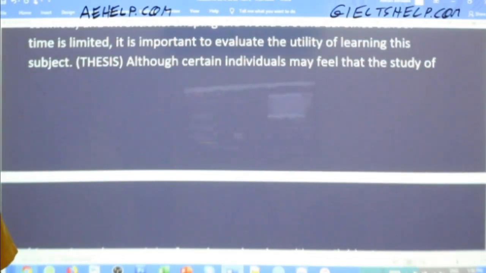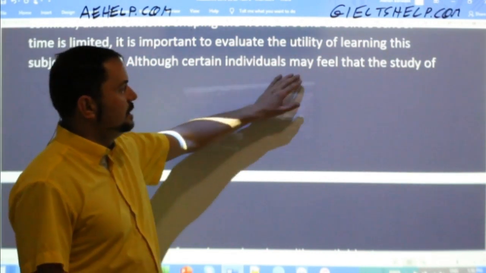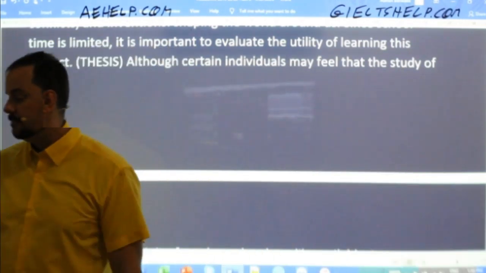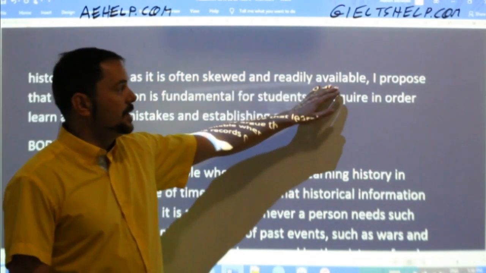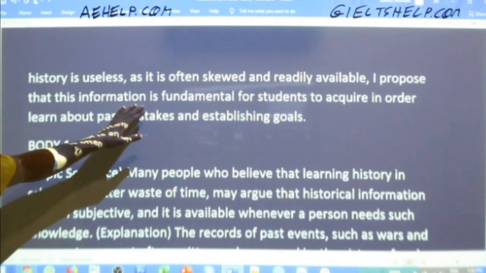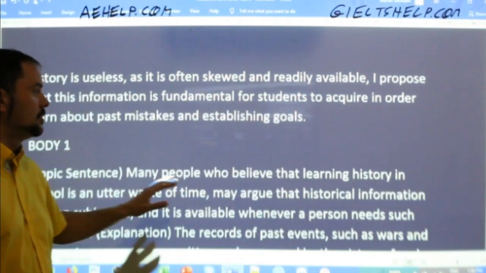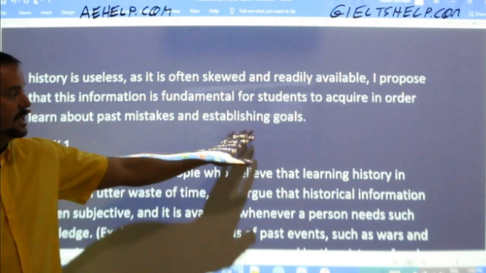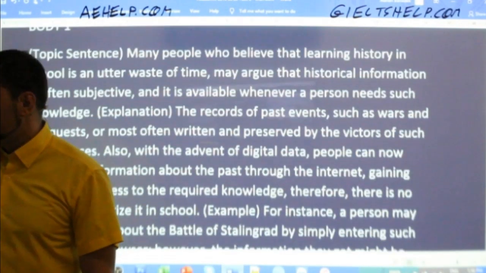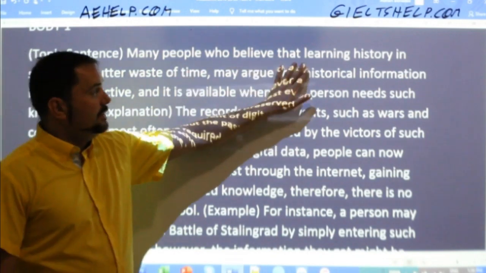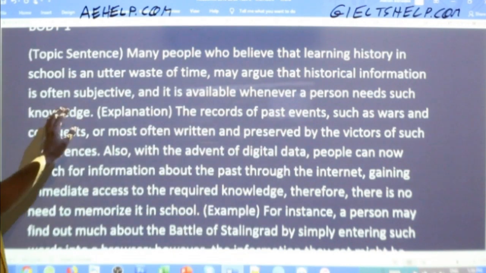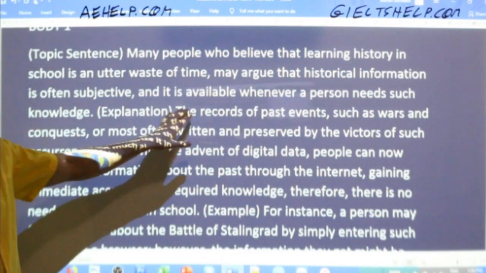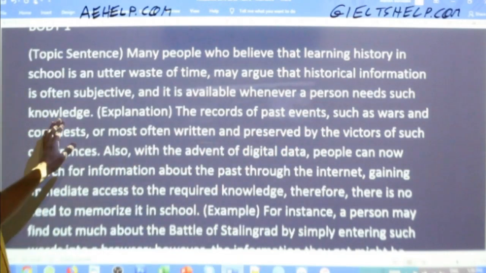So you hear how it flows so far. So although certain individuals may feel that the study of history is useless, as it is often skewed and readily available, I propose that this information is fundamental for students to acquire in order to learn about past mistakes and establishing goals. Many people who believe that learning history in school is an utter waste of time may argue that historical information is often subjective and it is available whenever a person needs such knowledge.